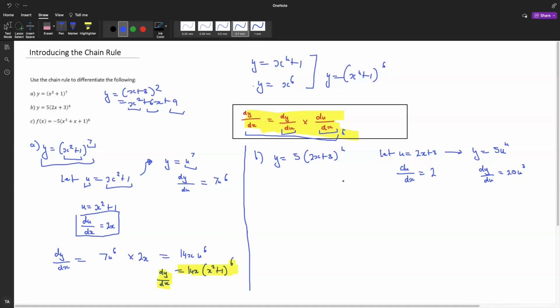Okay, now that we've got that, we know that dy over dx is equal to dy over du times du over dx. Okay, so what's our dy over du? Our dy over du is this, 20u to the power of 3.